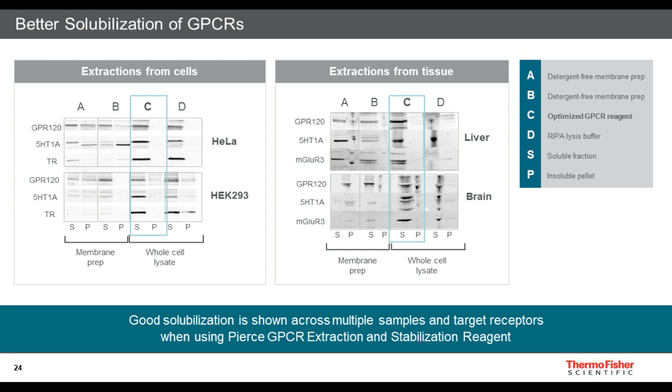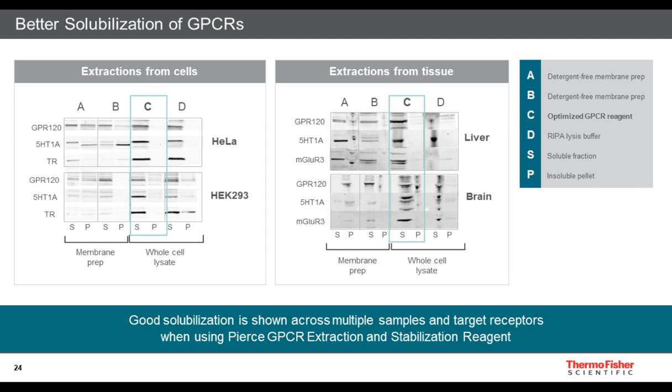Initially, we wanted to show that we were able to efficiently solubilize endogenously expressed GPCRs from both cultured cells and tissues. The Western blot on the left shows 3 different GPCRs extracted from 2 different cell lines using 4 different extraction strategies. These approaches included 2 different detergent-free membrane preparations, A and B, and 2 detergent-based extraction buffers. Both detergent approaches were more efficient at solubilizing the various GPCRs if you compare the soluble or S labeled lane to the P or pellet lane.